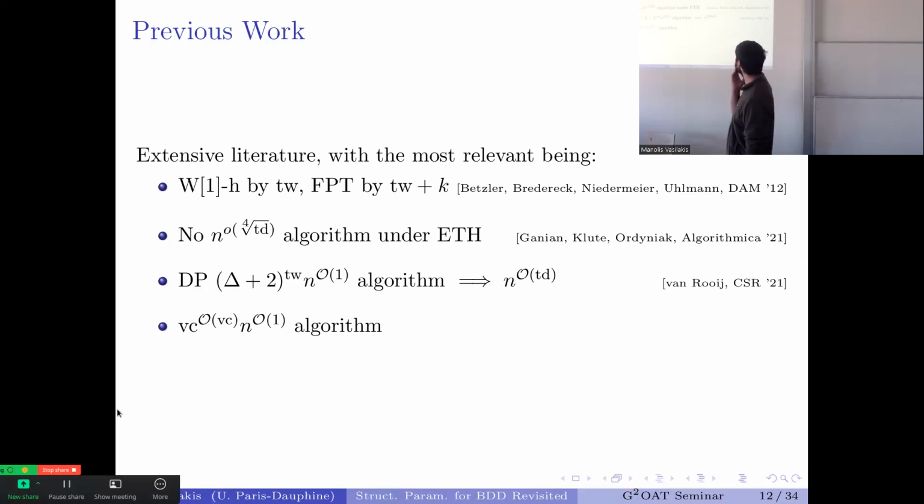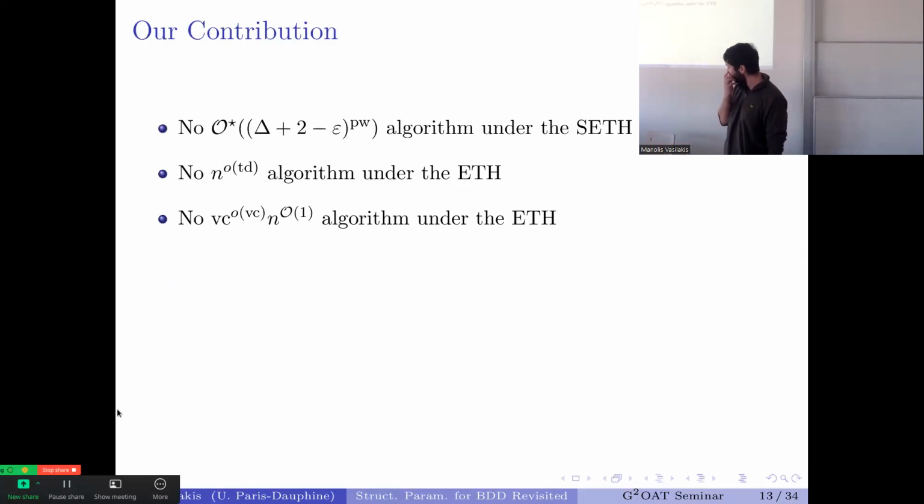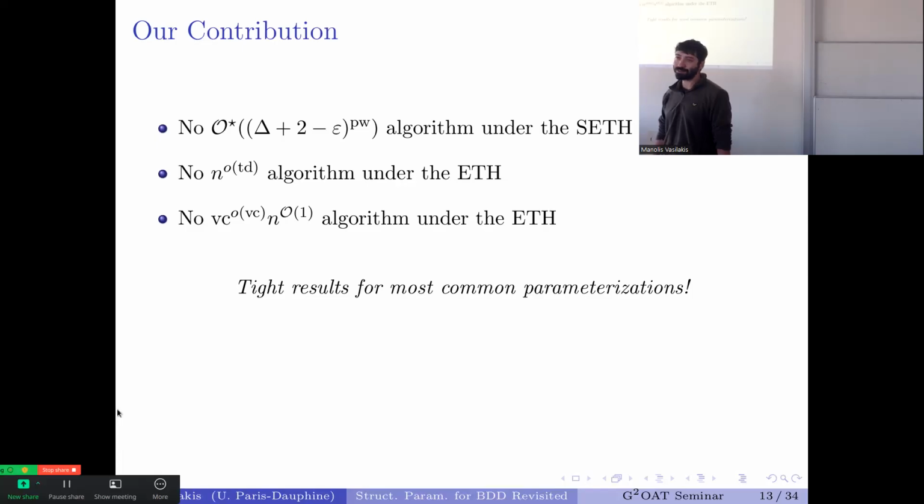So all of those algorithms are doing DP, right? Which is interesting. And what we show is that you can actually not do better in any of those cases. Under the strong ETH, the DP algorithm parameterized by delta plus tree width is tight. Then we have two lower bounds under the ETH, one for the parameterization by tree depth and the other for the parameterization by vertex cover. And so yes, everything is tight, which is good.